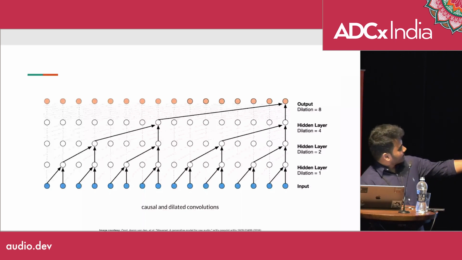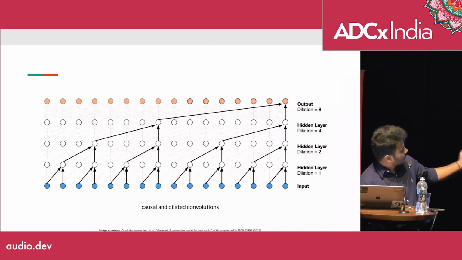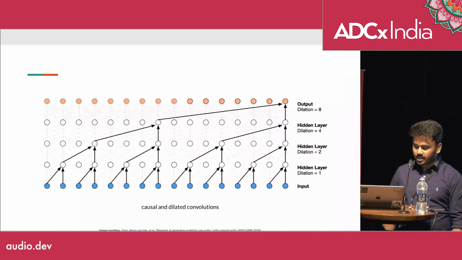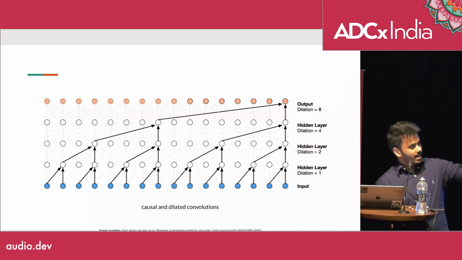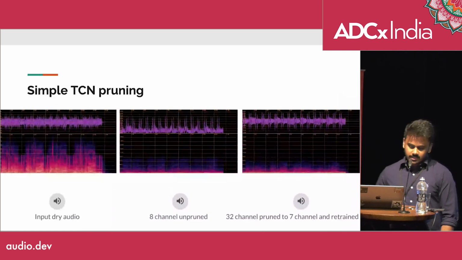So for example, in this case, to compute the rightmost sample, it can actually look at the current and all the past samples. So that's the idea, and also it's causal, as I said. It's not looking into anything in the future. So this is a simple example.